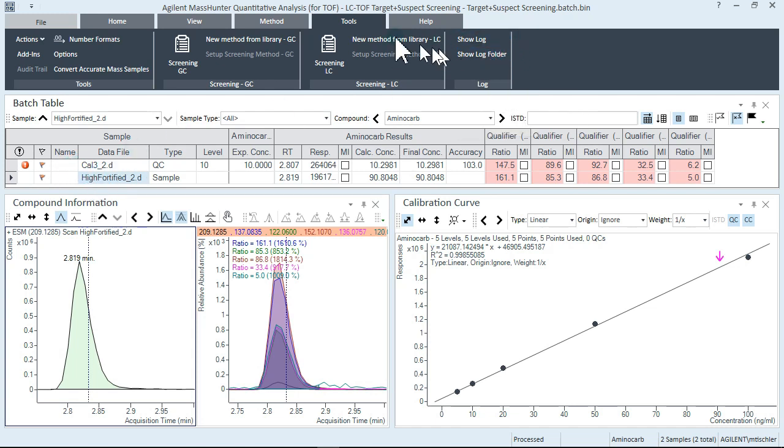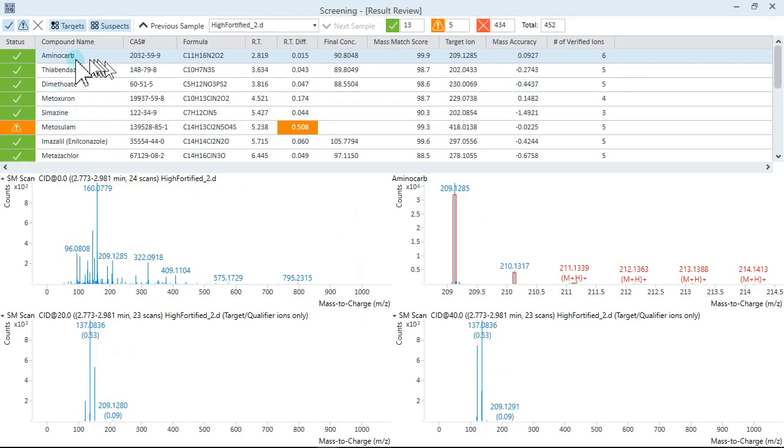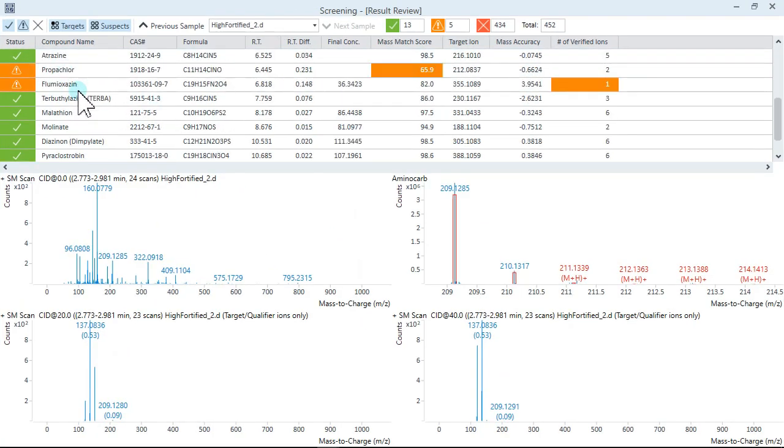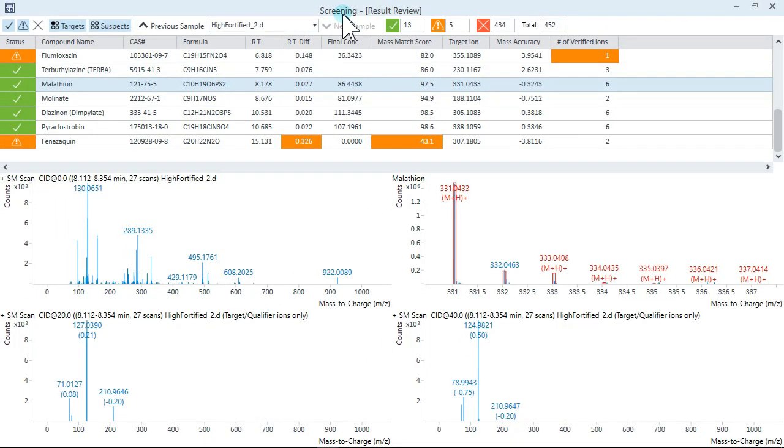And in this new Quant 10.1 release, you'll see on the tools bar several new entries, including screening LC. And that's going to bring up the user interface that I'm looking at right here. And if I look at malathion, you can see several interesting parts. The target screening presentation is designed to be simple.